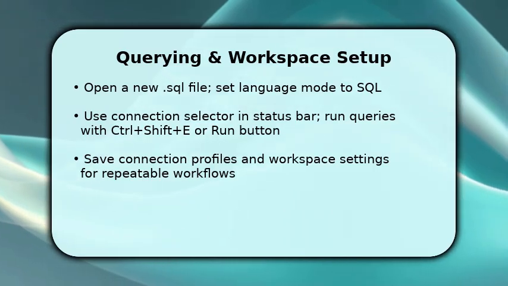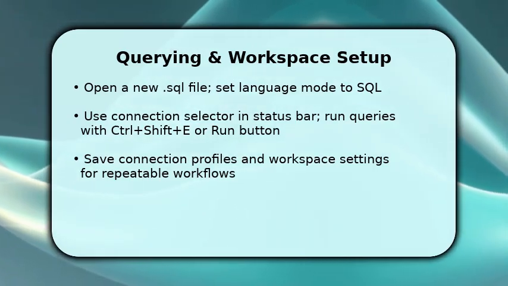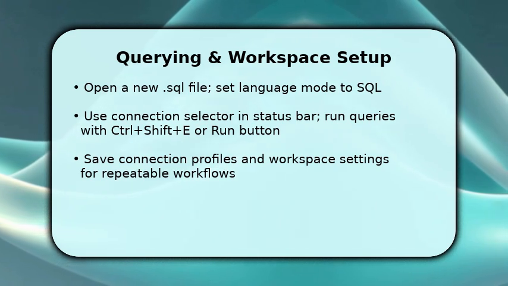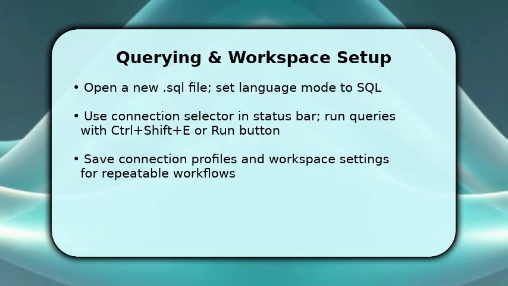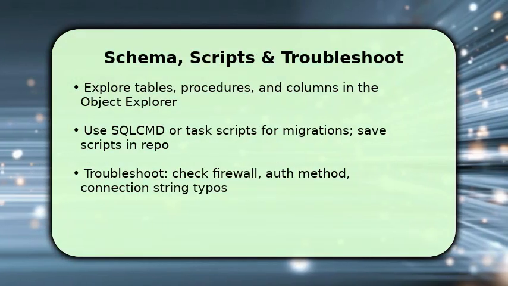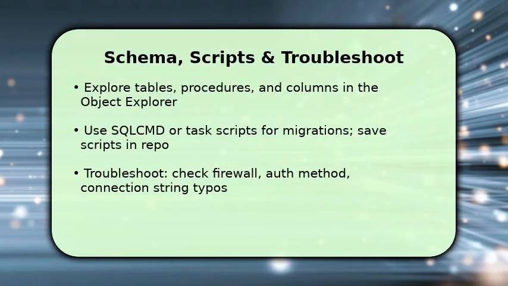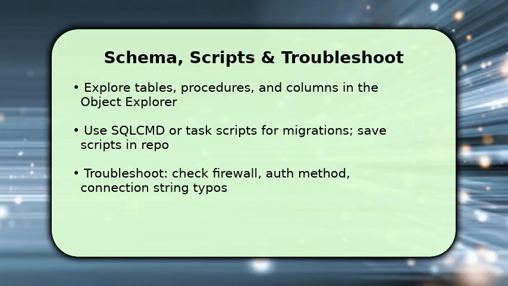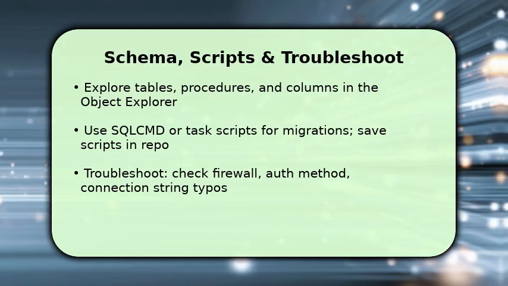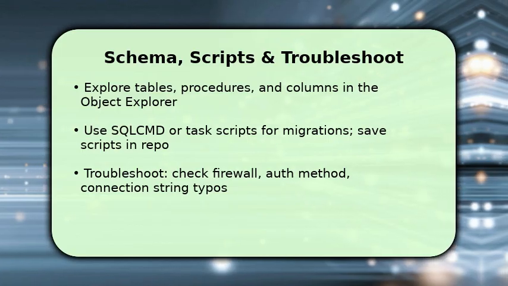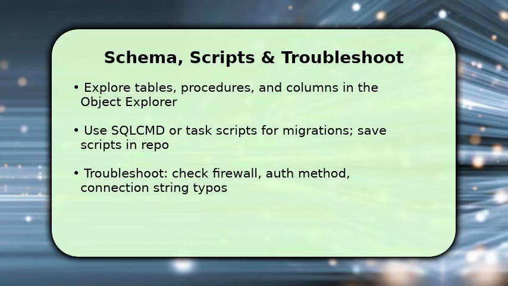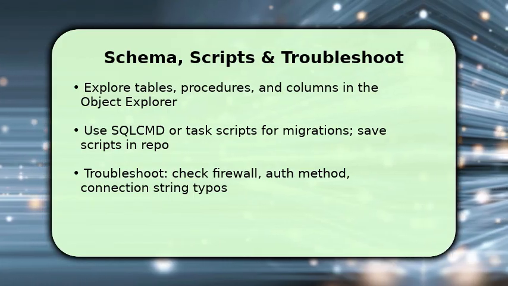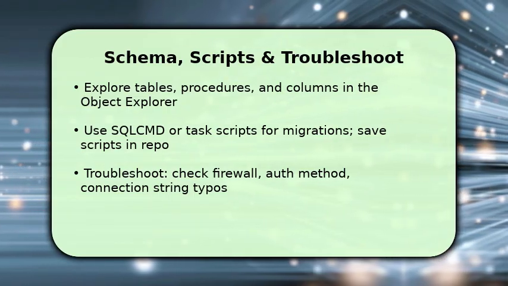Save your connection profile and add workspace settings like default database and formatting rules to reproduce this environment quickly on other machines. To finish, use the Object Explorer to browse schema objects and right-click tables to script creation or view top rows. Integrate scripts into source control and use SQL CMD or task runners for migrations and automated deployments. Make sure to format and comment queries so teammates can reuse them.